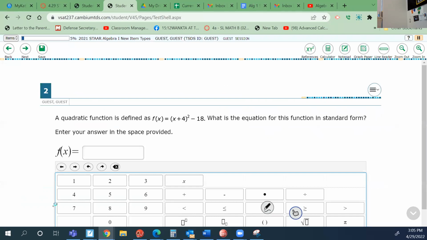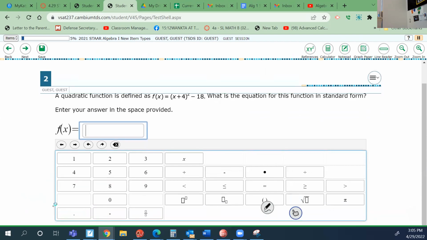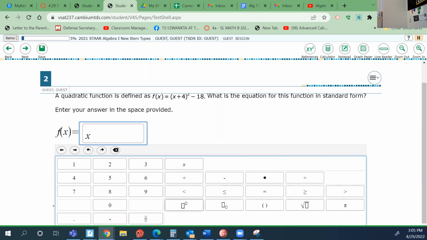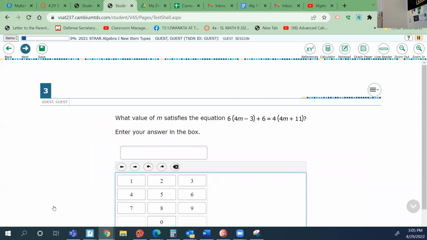Let's go back to the test. So we have x squared, x, again, I'm going to use the power, 2. And then x squared plus 8x, and it's what, minus 2? Yes, I think it's minus 2. That's it right here. So now that's in standard form. That's what I'm looking for. All right, next one.